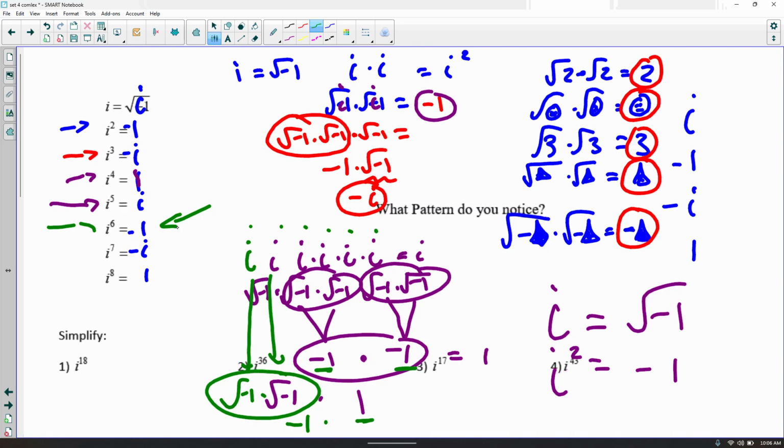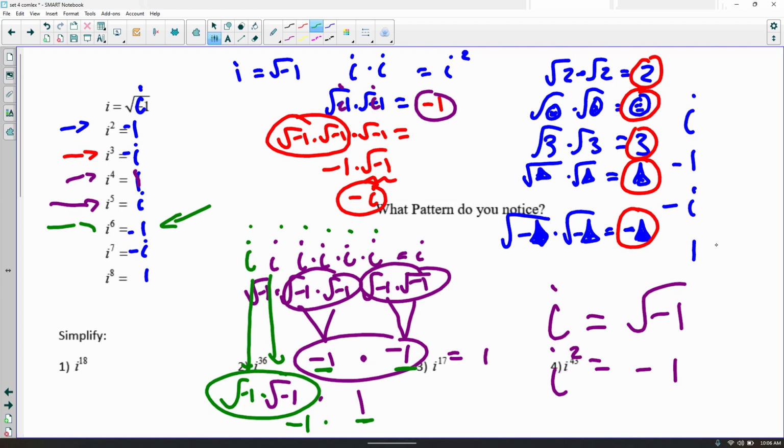So this pattern is i, negative 1, negative i, 1. i, negative 1, negative i, 1. We can continue, and that pattern will go on forever. And so the easy way I say it's just i, 1, negatives in the middle, so you can remember all four of them. Okay? And that's the continued pattern it would be. i, negative 1, negative i, 1. You just continue that pattern over and over and over again.